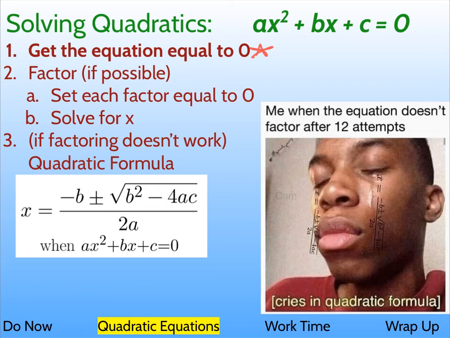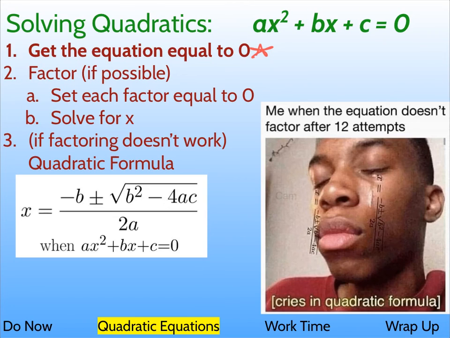All right, so next, if possible, you should try to factor. We'll look at ways to factor in a second, but after you factor, you would set each factor equal to 0 and then solve for x. You'd end up with possibly 2 answers in this situation. Maybe one of them works, maybe one of them doesn't.